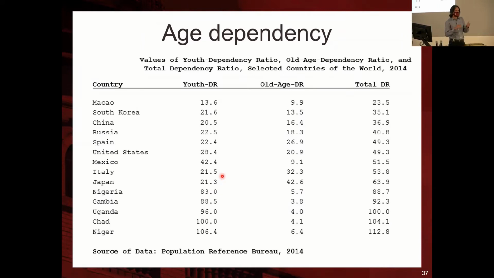Fertility rates in Japan and Italy are so low that proportionally the number of children for the working age population is really low. For every 100 people between 15 and 64 years of age, in Japan you had only a little more than 21 children, those between 0 and 14 in 2014.